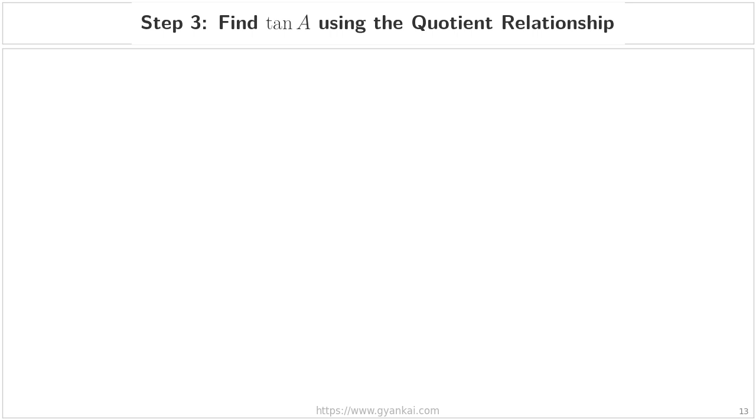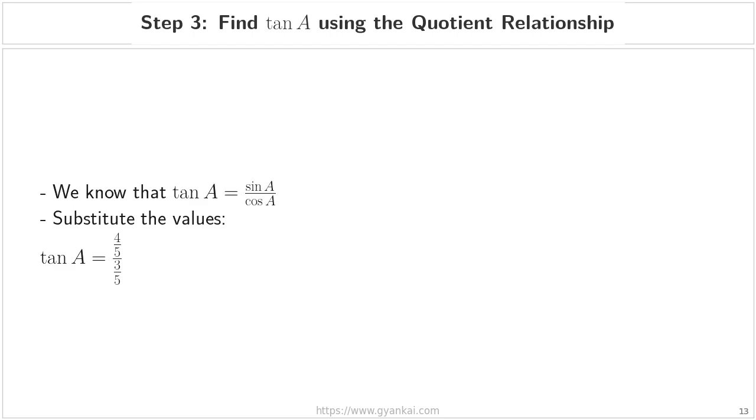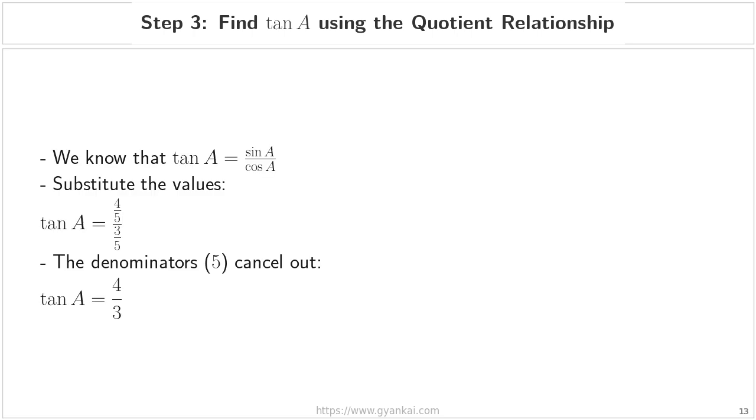Step 3. Find tan A using the quotient relationship. As we saw on slide 8, we know that tangent of A is equal to sine of A divided by cosine of A. Now, let's substitute the actual values we've been working with into this formula. We will take our sine value of 4/5 and divide it by our cosine value of 3/5. When you look at this fraction within a fraction, notice that the denominators, which are both 5, cancel each other out. This leaves us with just the numerators, giving us our final result. Tangent of A equals 4/3.